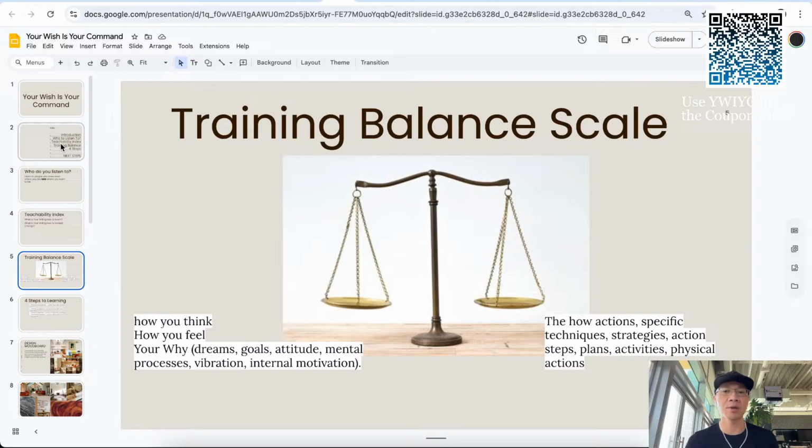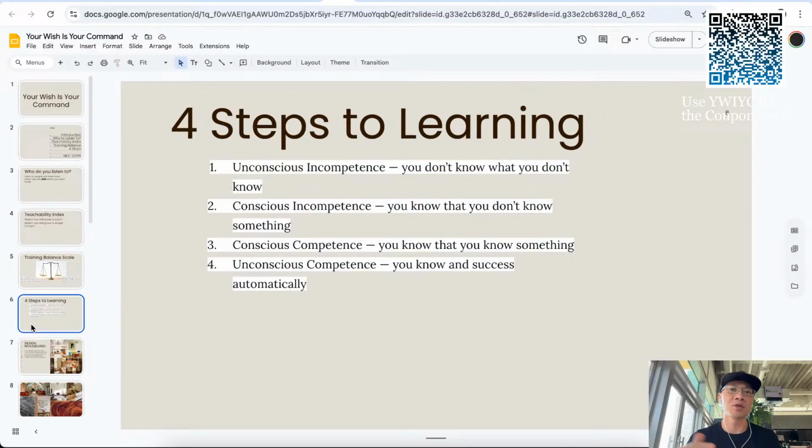Today I have a lot of great programs to share with you. I'm going to share with you the fourth lesson in Kevin Trudeau's Your Wish Is Your Command. The fourth lesson is 4 steps to learning.